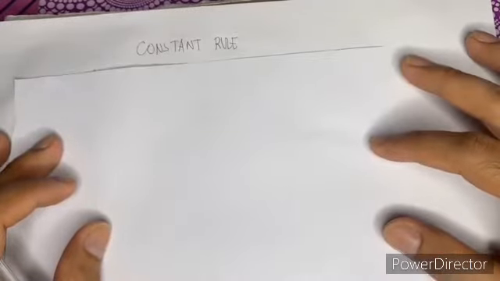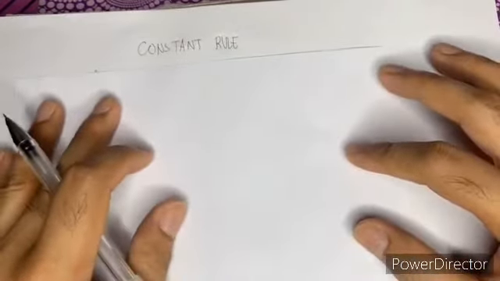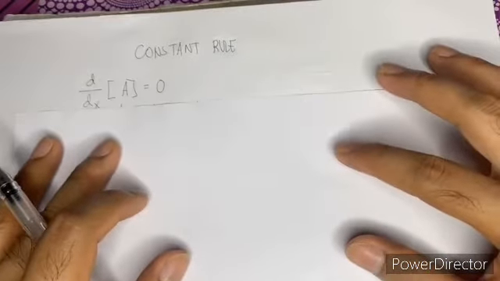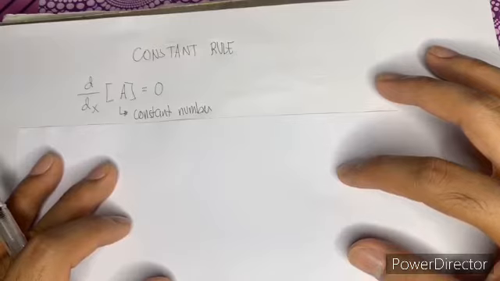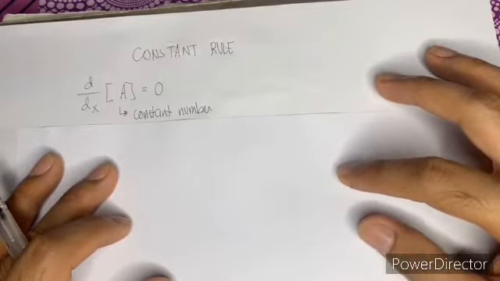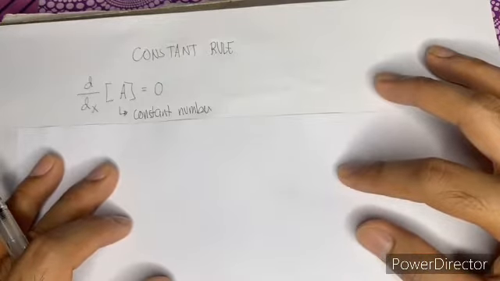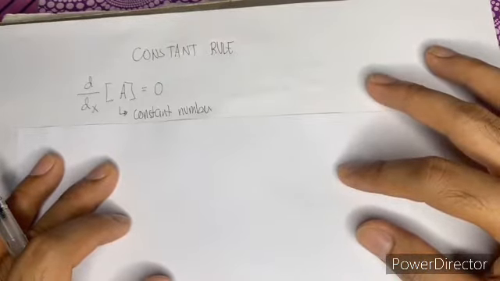Ang una nating rule ay ang constant rule. So, ang constant rule, mayroon tayong formula dito, which is this one. So, ito ang gagamitin natin. D with respect to x, A is equals to 0, where A is a constant number. So, kahit anong number na ilagay mo dyan, 1 million, 1 billion, or 1/2, or any numbers, it will result to 0. So, 0 pa rin yung value niya.